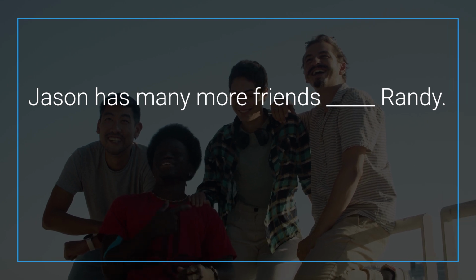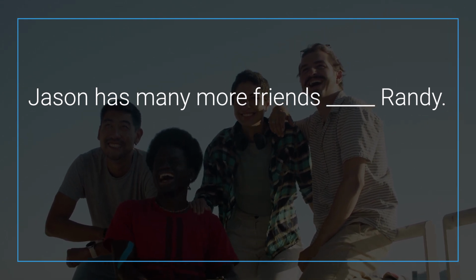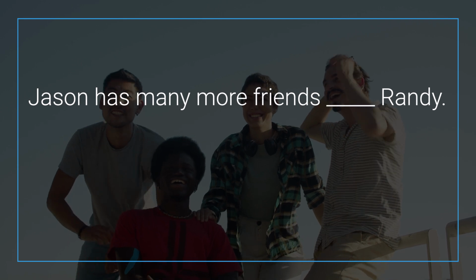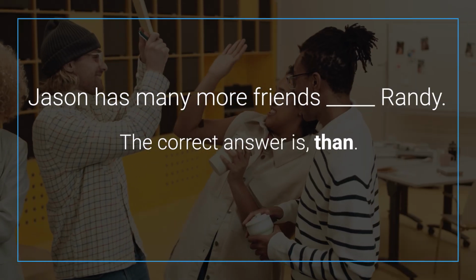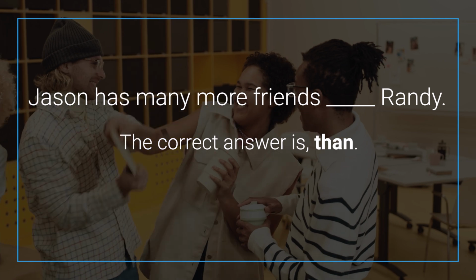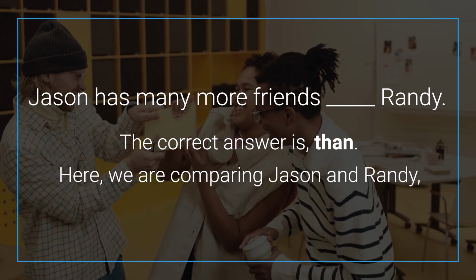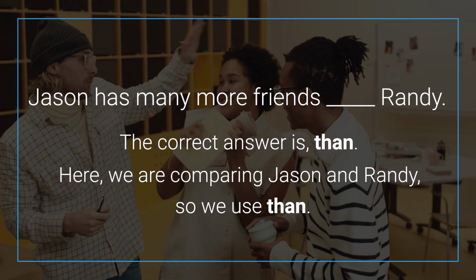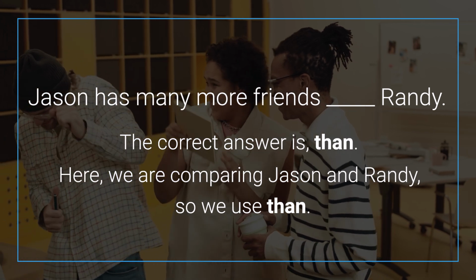Jason has many more friends, blank, Randy. The correct answer is than. Here we are comparing Jason and Randy, so we use than.